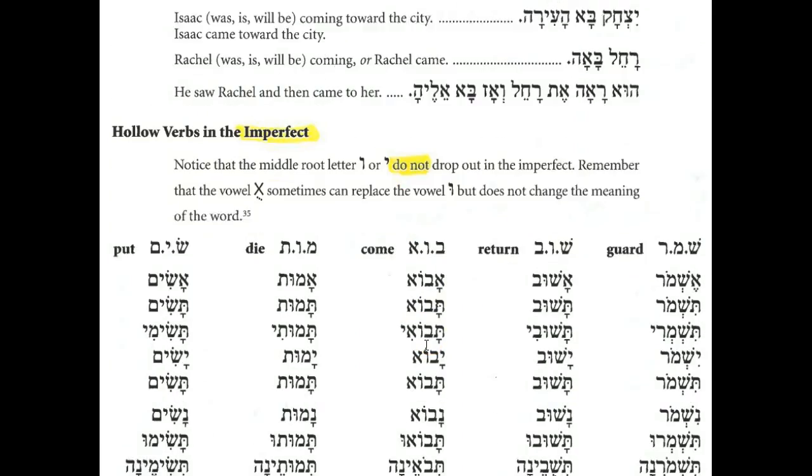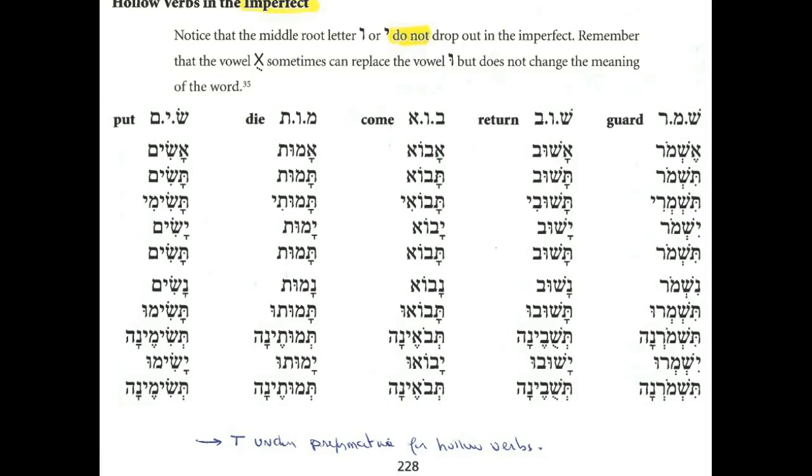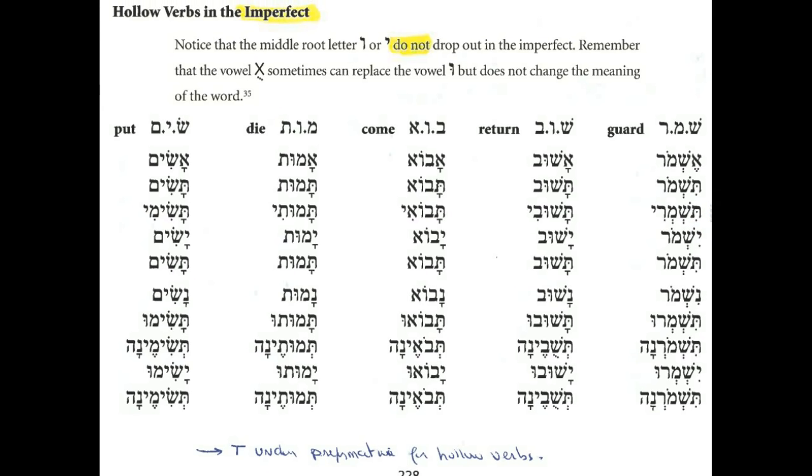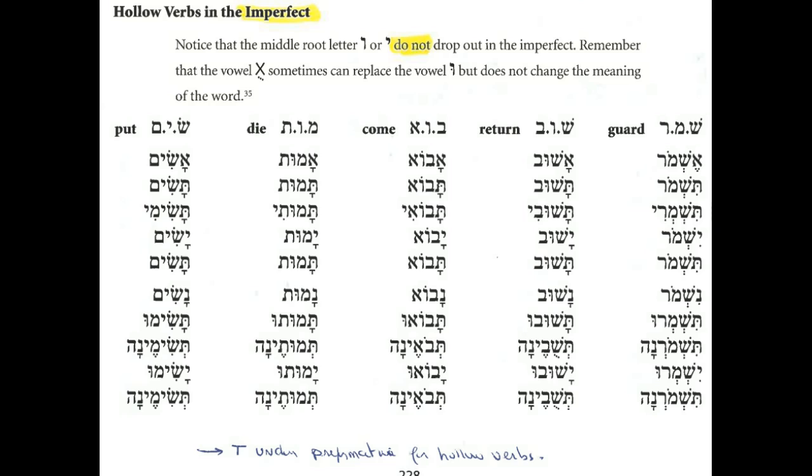Okay, moving on to hollow verbs in the imperfect. Your textbook says to notice that the middle root letter, vav or yod, does not drop out in the imperfect, and reminds you that the vowel qibbutz sometimes can replace the vowel shurik, but does not change the meaning of the word. What I'd like to point out, I've written underneath, is that there's a characteristic of hollow verb imperfect forms, and that is that there is a qamets under the preformative for hollow verbs.